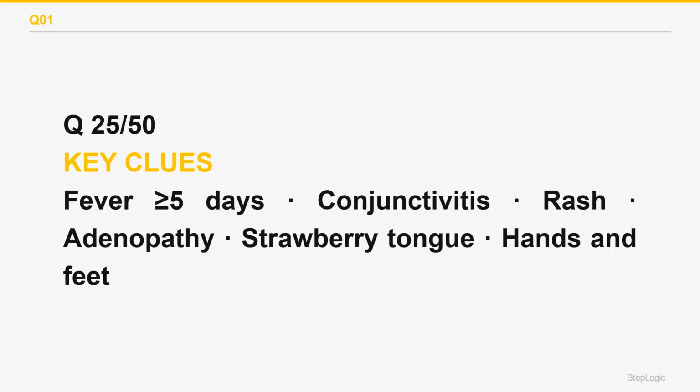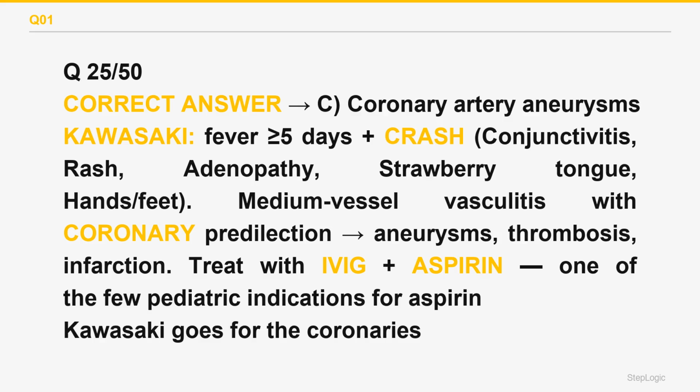Intravenous immunoglobulin plus aspirin dramatically reduces that risk, which is why this is one of the few pediatric diagnoses that must be made on clinical criteria without waiting. The correct answer is C.